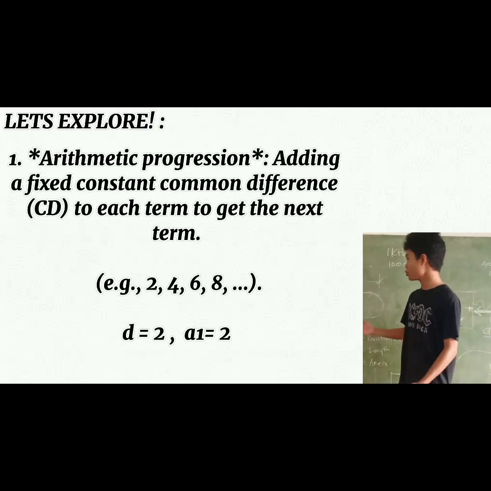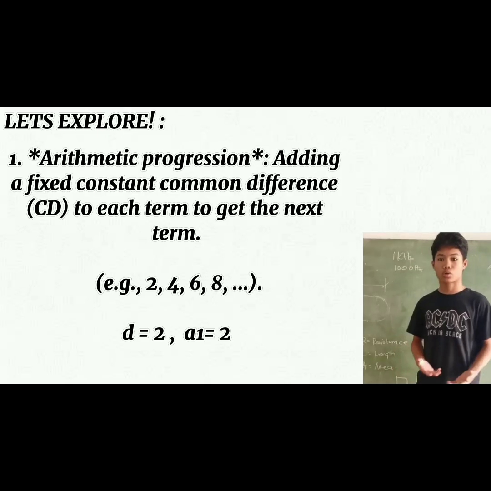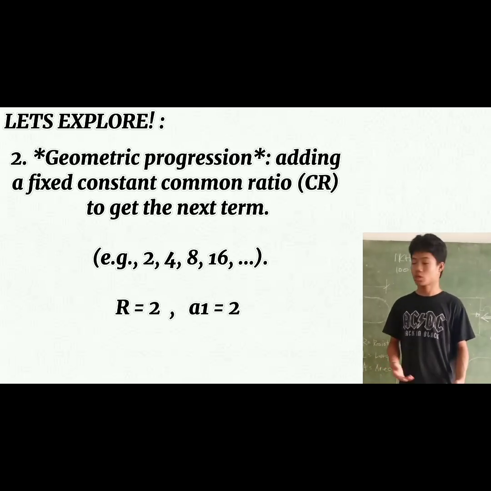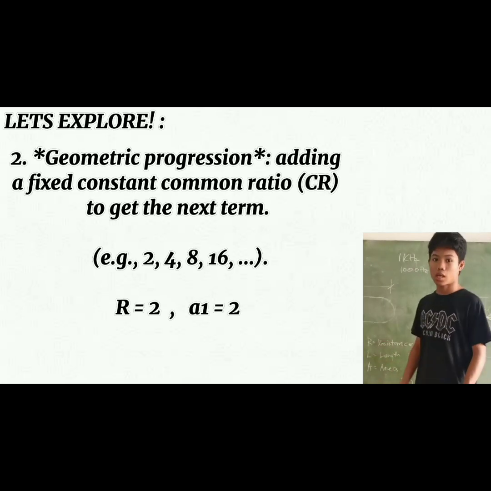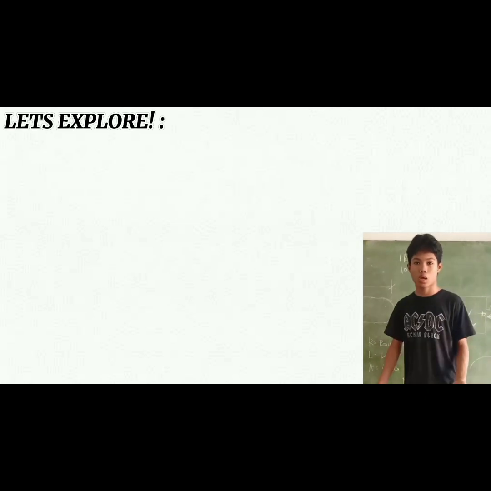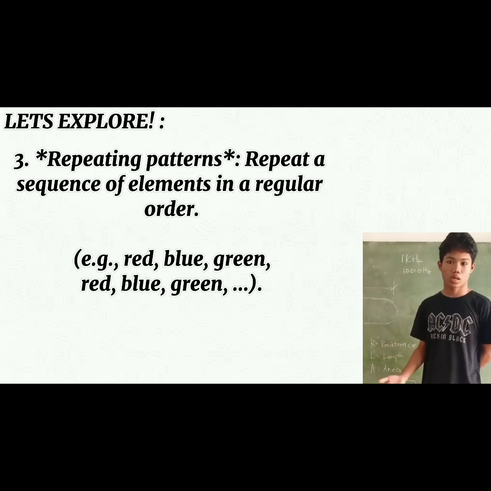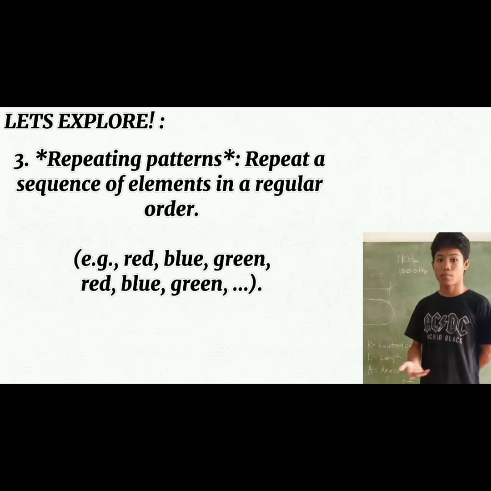Arithmetic progression. Adding a fixed constant common difference, also known as CD, to each term to get to the next term. For example, 2, 4, 6, 8. Now, geometric progression. You multiply by a fixed constant common ratio, known as CR, to get to the next term. For example, 2, 4, 8, 16. Now, repeating patterns. Repeat a sequence of elements in a regular order. For example, red, blue, green, red, blue, green.